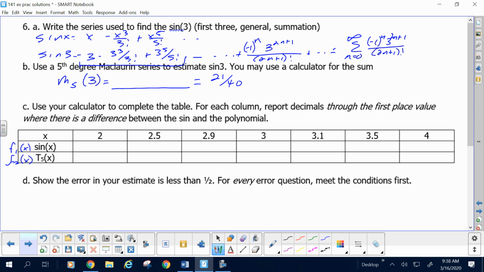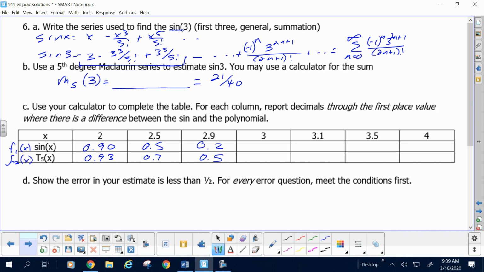And then I evaluated f1 at 2, f2 at 2, and recorded until I saw something different. So these were different in the 100th place. But I think you'll see that because we're centered around 0, my Maclaurin fits well around 0, but the further I get from 0, which is what's happening in this table, the worse and worse the fit. So for example, at 2.3, or 2.5, I'll be different in the tenths by 2 tenths.